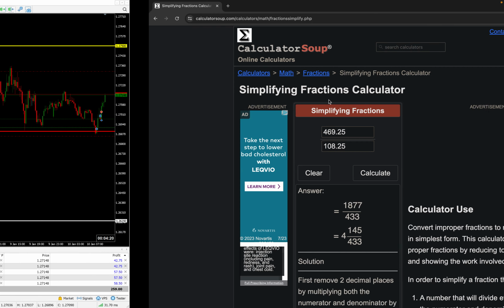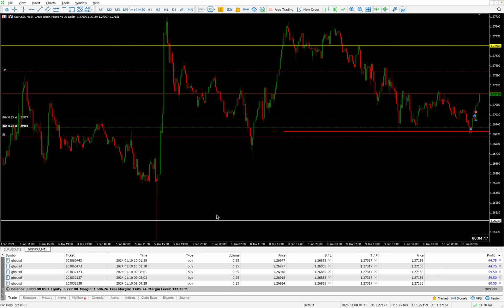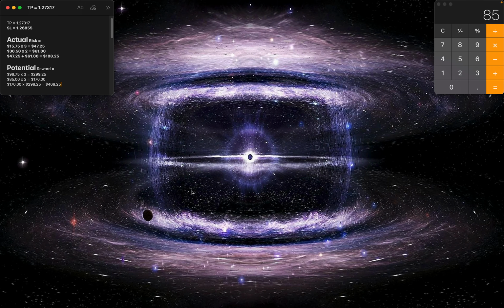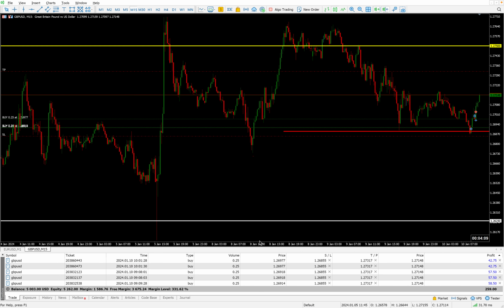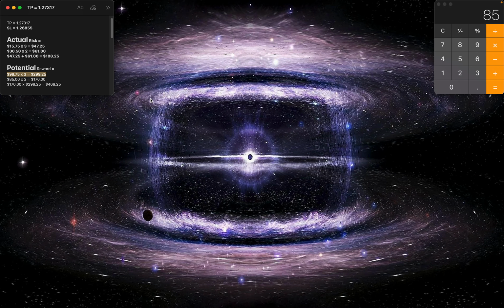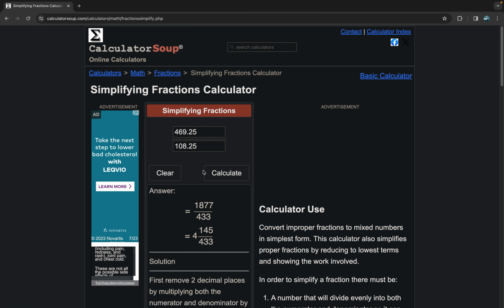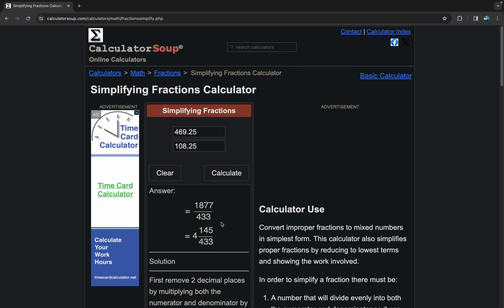So anyway, back to what I was saying earlier about all this. Basically, this is my initial position and this is my top two positions, and then I add them together to get my take profit or potential reward. And then I said, okay, I need to figure out, it's obviously 4-to-1 or something, but what does that look like in a real fraction?